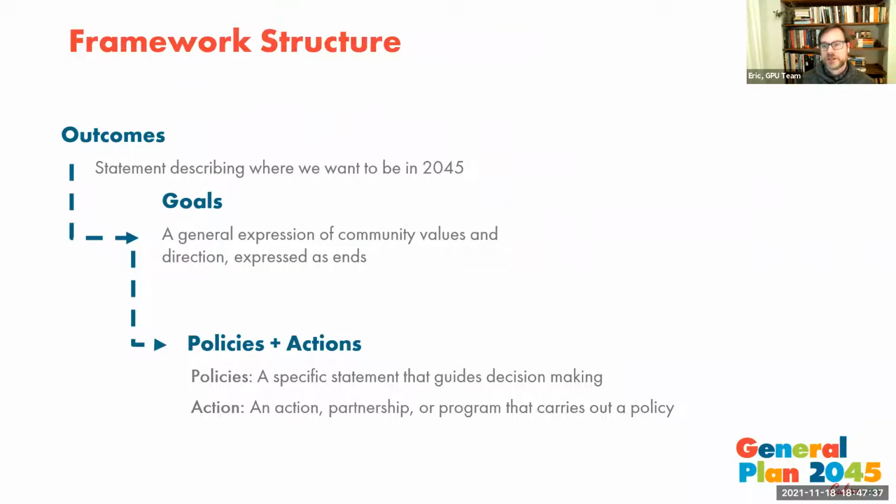So this slide really illustrates the basic structure of each general plan policy framework. It includes key outcomes describing where we want to be in 2045, and goals, policies, and actions that articulate how we get there. And so these goals are really an expression of community values and direction. They're usually expressed as an end state, so where we want to be. Policies are really a statement that guides decision-making as we move forward. And actions are things that the community, the city, or other partners do. They can be actions, partnerships, programs.